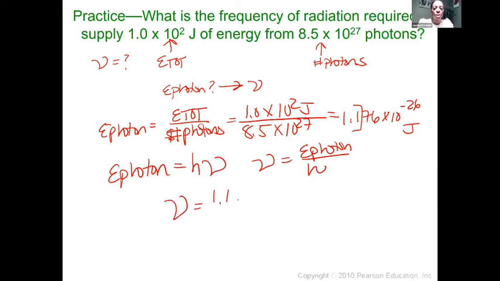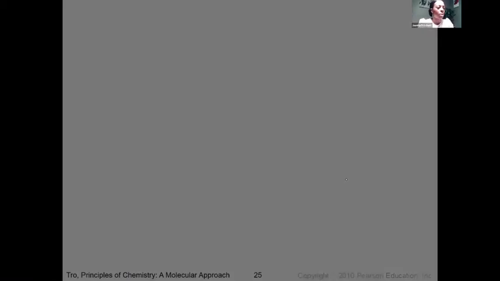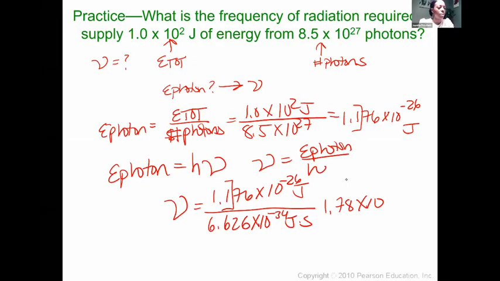Now we're ready to plug in. We put our 1.176 joules, again carrying all those numbers through and rounding at the end, divided by our Planck's constant, which is 6.626 times 10 to the negative 34 joules times second. When we do that step, we end up with 1.78 times 10 to the 7th inverse seconds, or hertz, as our final answer.